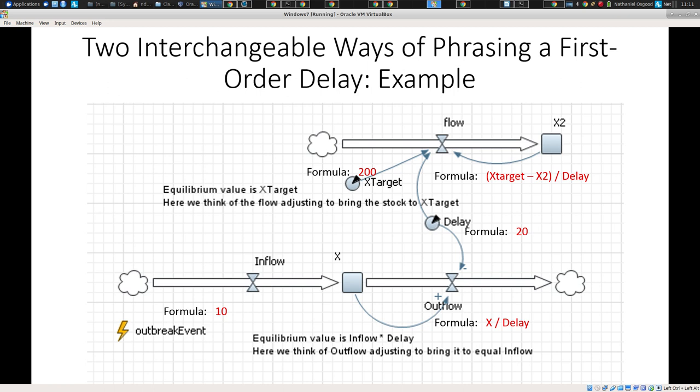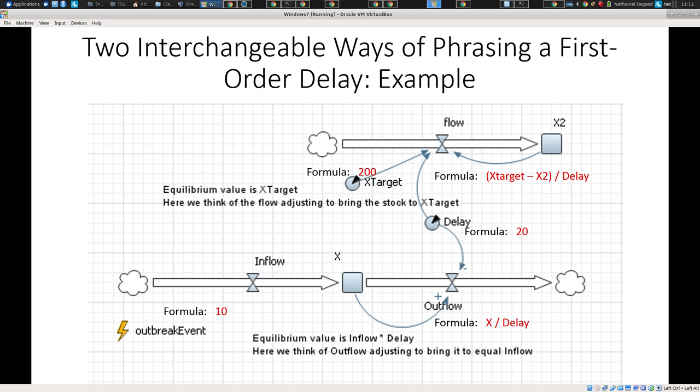Target, right? Yeah, x equals target, x dot equals target minus x, all divided by tau. And if x is target, target minus x is 0. And so x dot will equal 0, which is the definition of equilibrium, right? Okay, so the equilibrium value of this is x equals target.